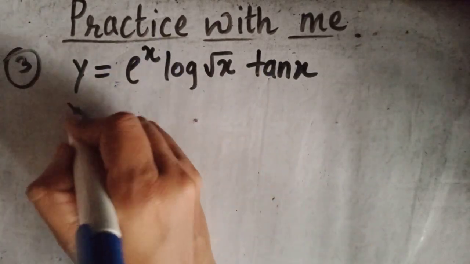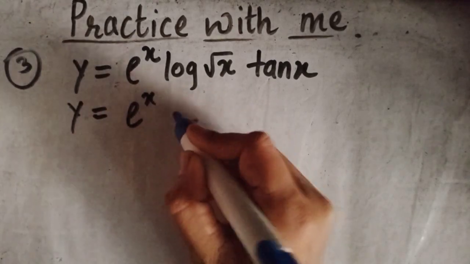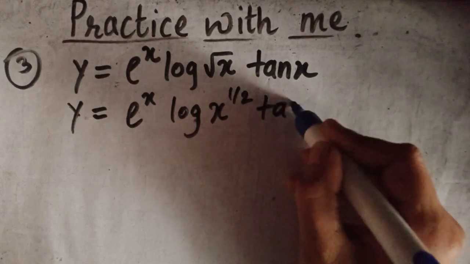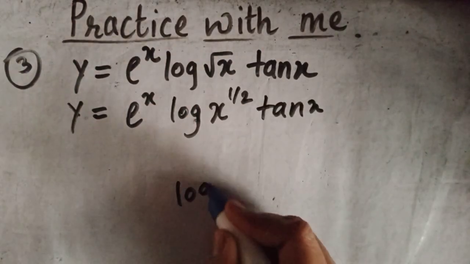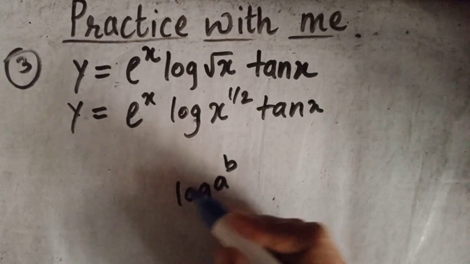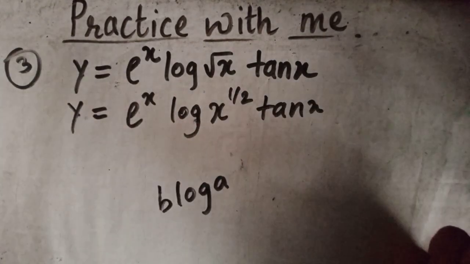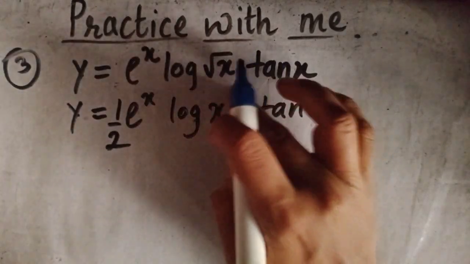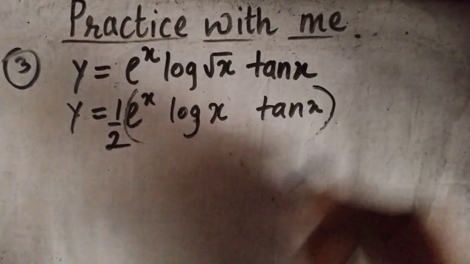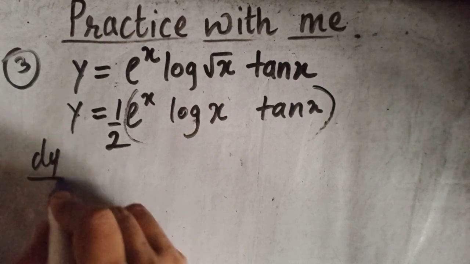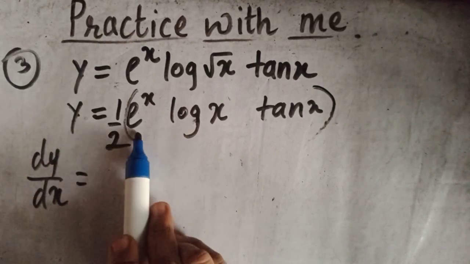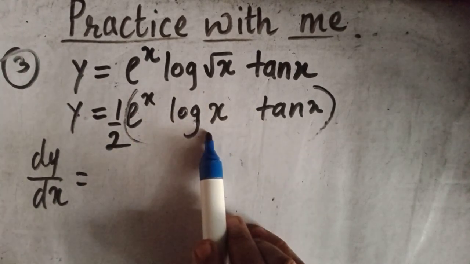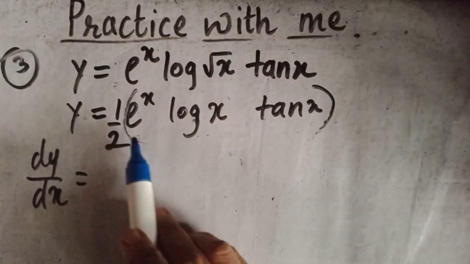Here you can use the property of log, that is log of x raised to half, right? So this is log a raised to b, which we can write as b log a. Okay, so here you can write half, this goes, and you can differentiate this function, so dy by dx. This has become your u, v and w. So when you are differentiating u, you have to write v and w as it is.